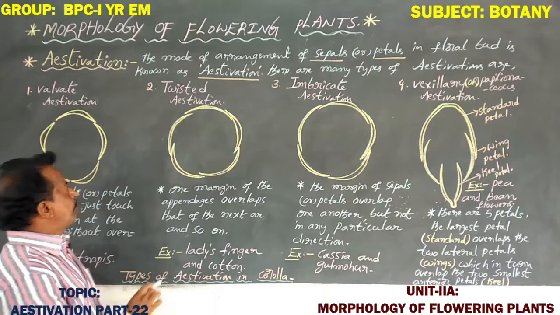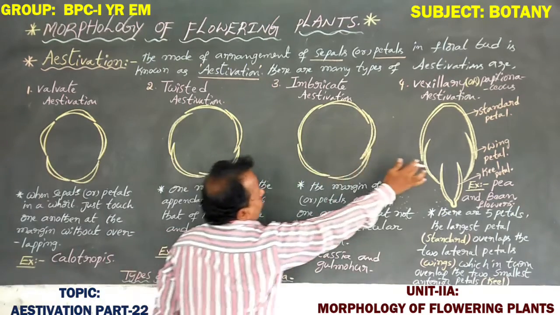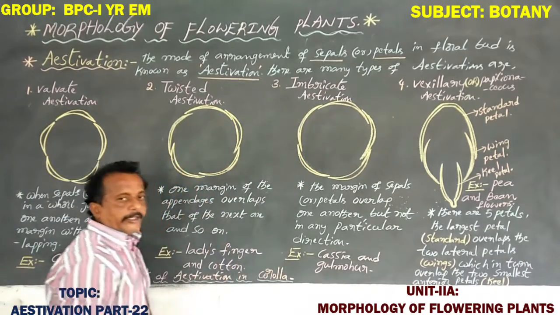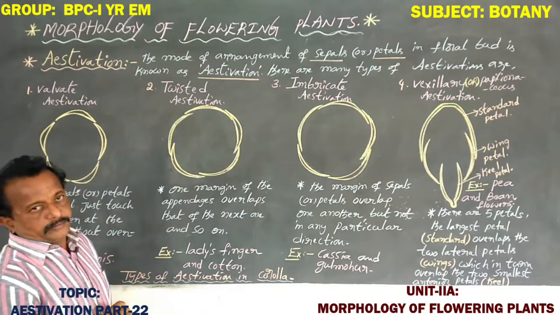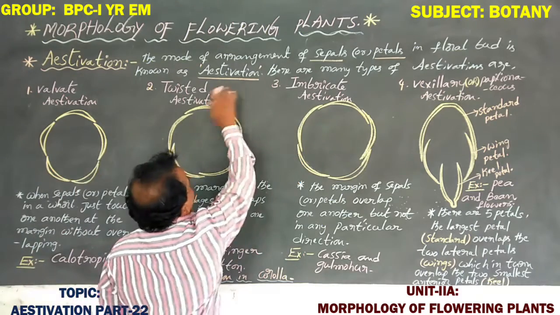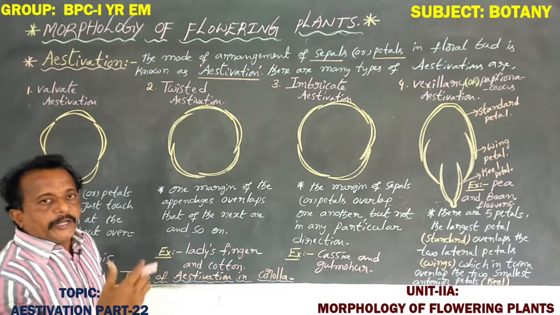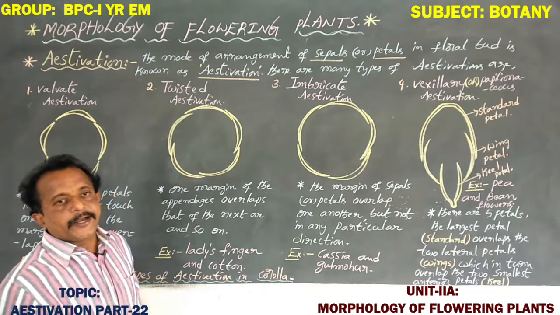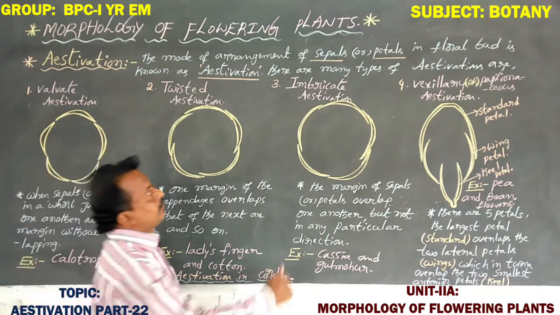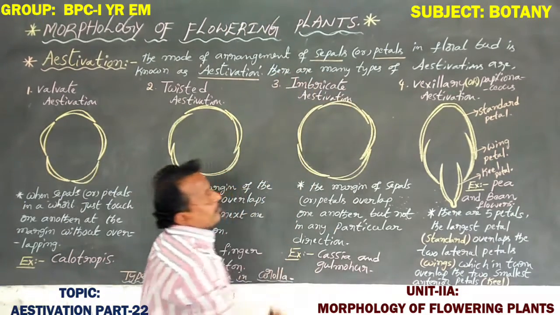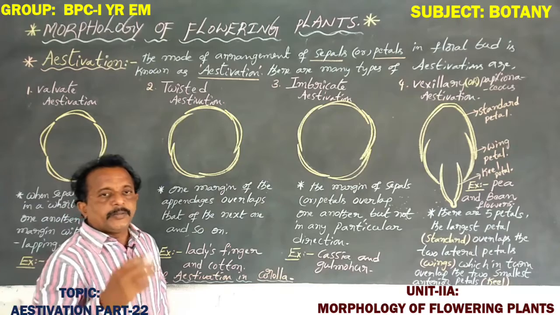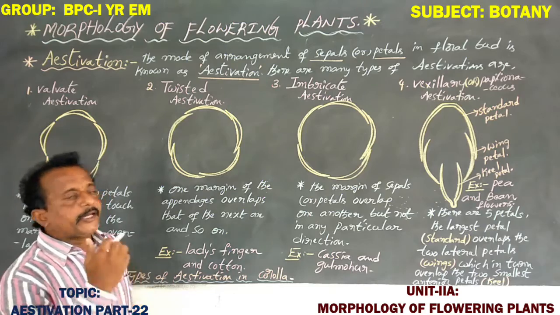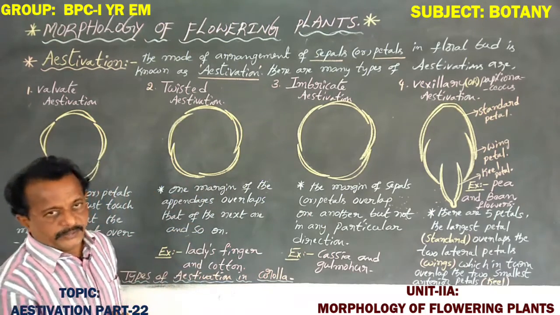The mode of arrangement of sepals or petals in a floral bud is known as estivation. How many types of estivation? In general, in an angiospermic flower there are many types of estivations, mainly 4 types.